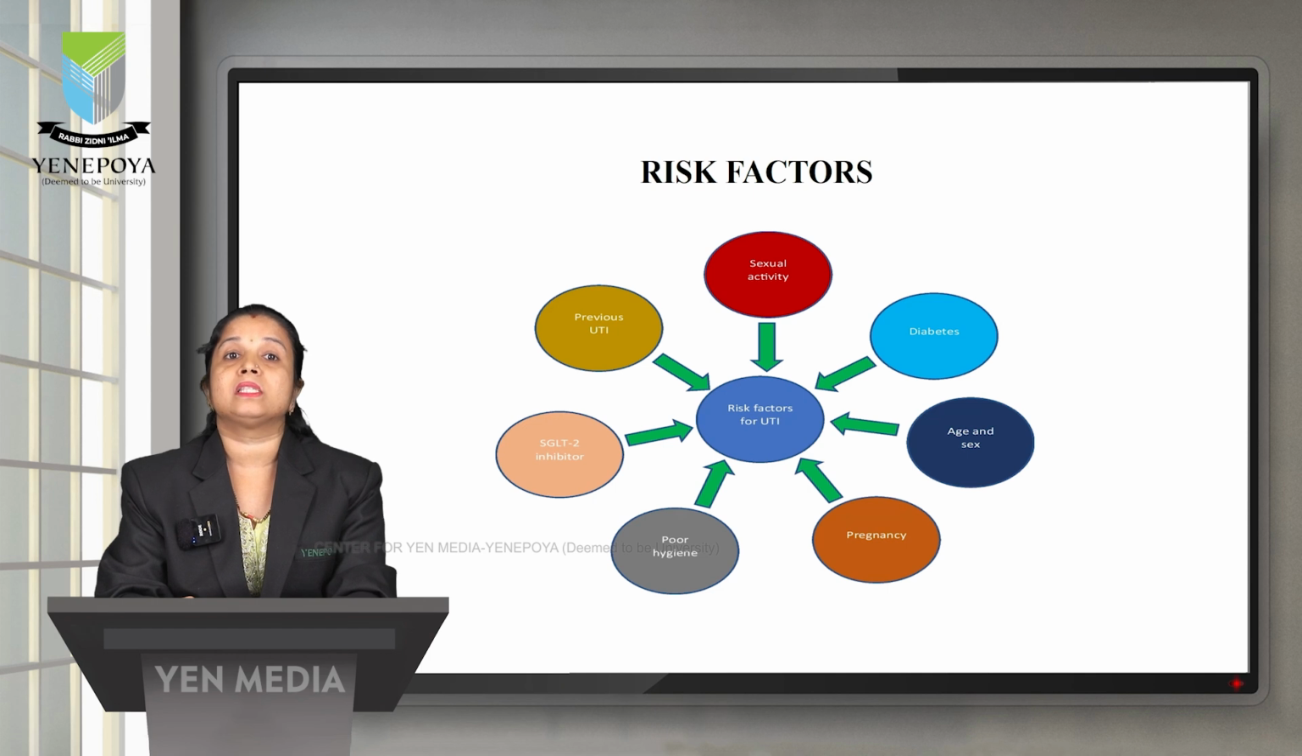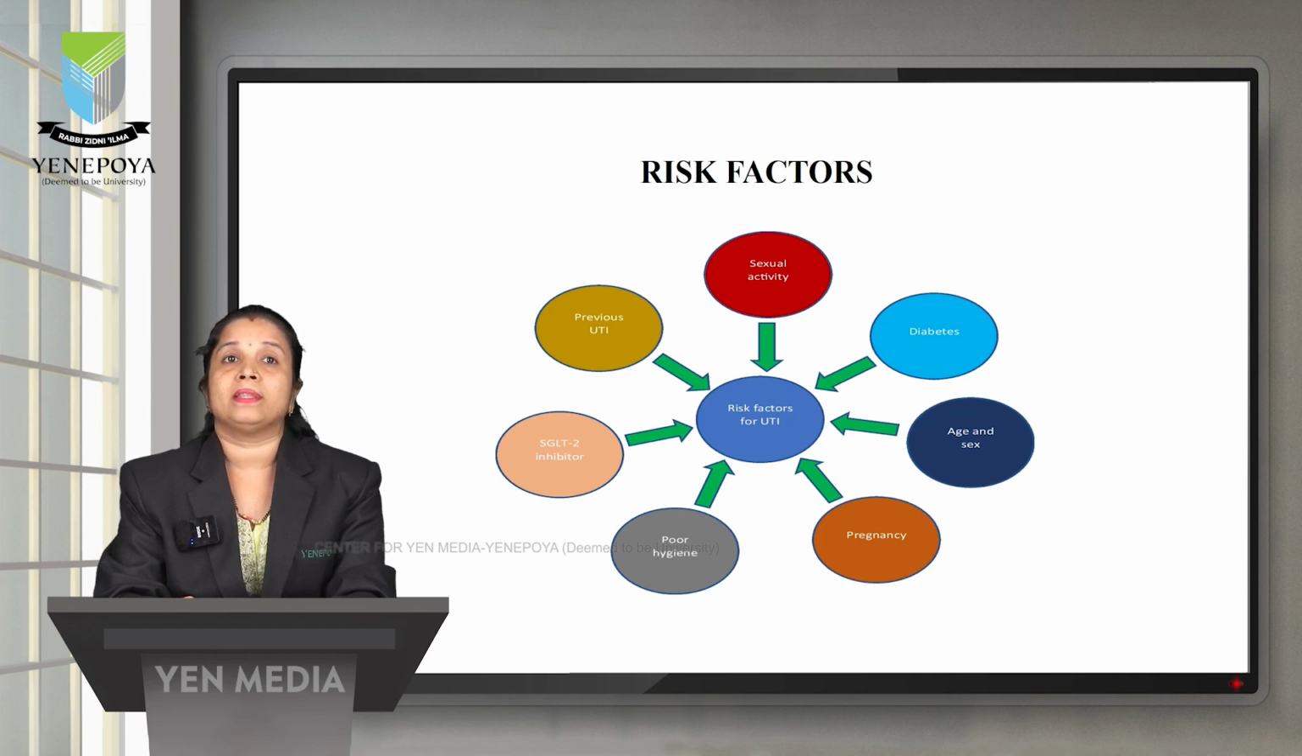The third risk factor is poor hygiene. If the person is not following good hygienic practice, they are more prone to get a urinary tract infection. The next risk factor is SGLT2 inhibitors. Because of these SGLT2 inhibitors, it will prevent the reabsorption of glucose from the urine. As a result, what will happen? There is more production of glucose in the urine, which will lead to urinary tract infection.